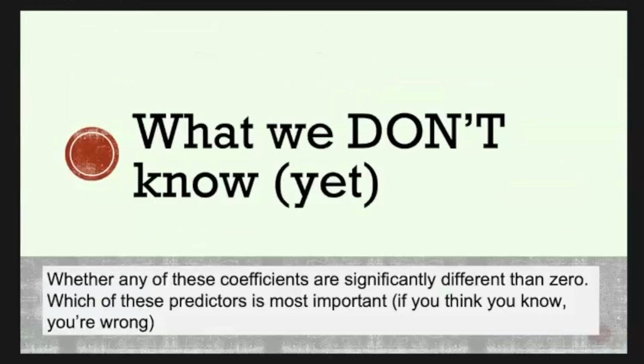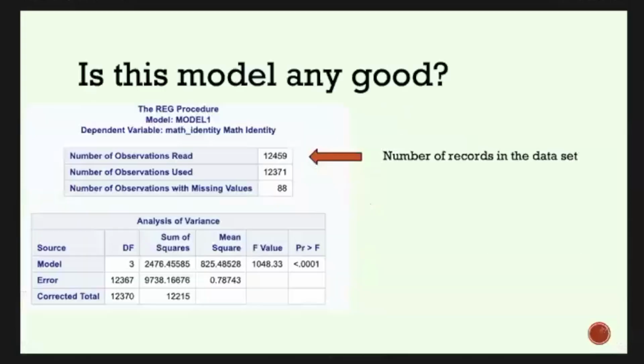What we don't know yet is whether any of these coefficients are significantly different than 0, if our regression equation is worthless or not. We also don't know which of these predictors is most important. If you think you know at this point, based on these data, you're wrong. All right. First question, is this model any good?